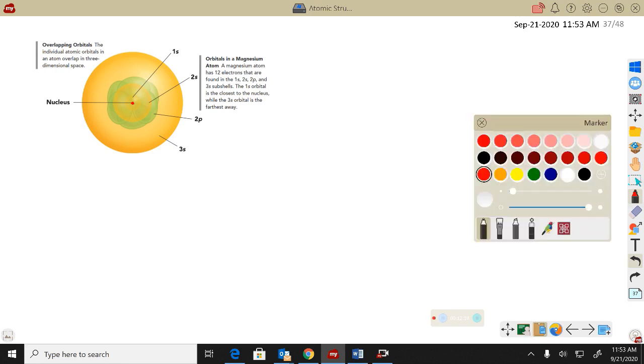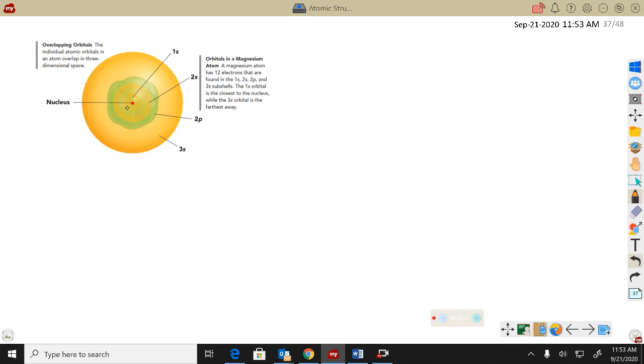Let's see if I can change the color. Can you see this small spherical region around the nucleus? That's the 1s orbital. Then there's a larger spherical region. That's the 2s. And then even larger yet, there's a spherical region. Here's the 3s, and so on. Again, these orbitals are superimposed or overlap one another.